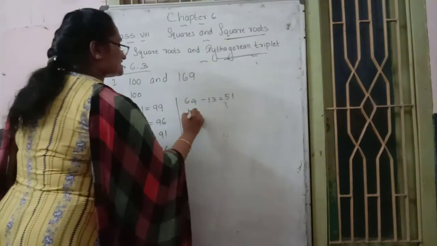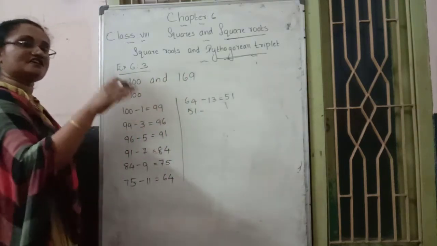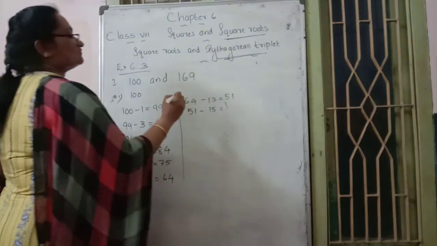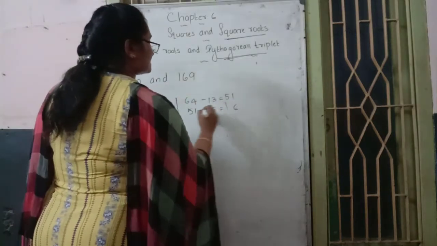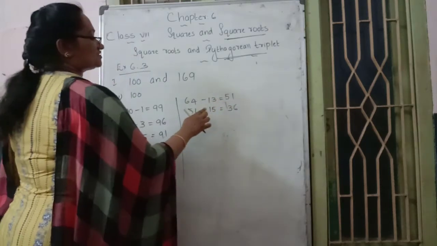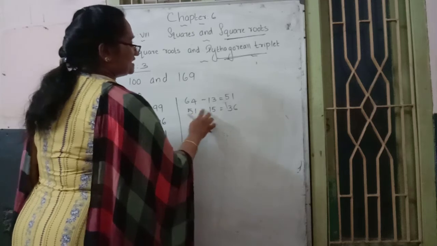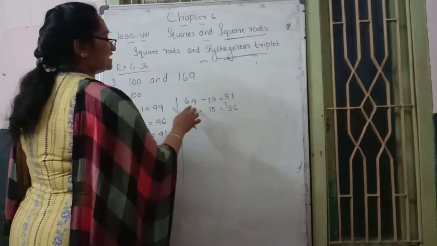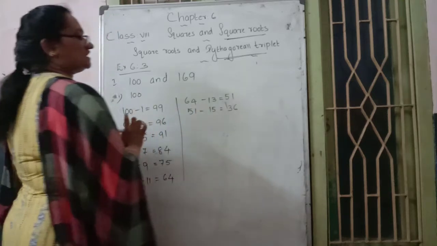Again 51 is subtracted with the next odd number. 13 after next odd number is 15, the next odd number. Here we get 36. So the answer is how much? 11 minus 5 becomes 6. Then 4 minus 1 comes to be 3.